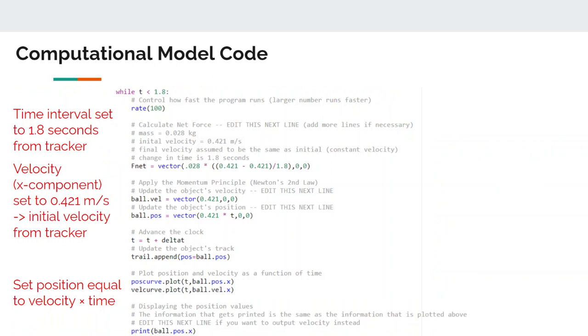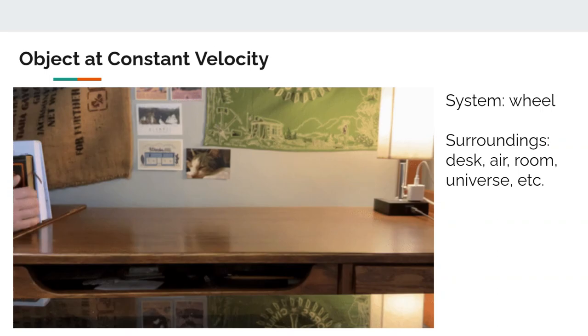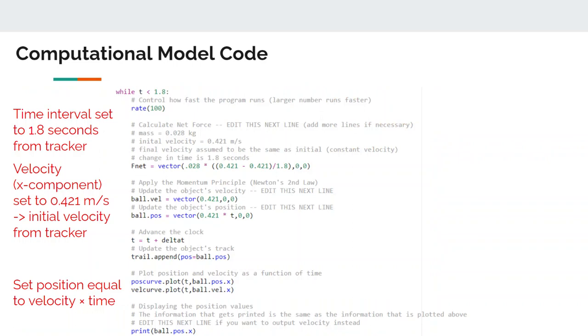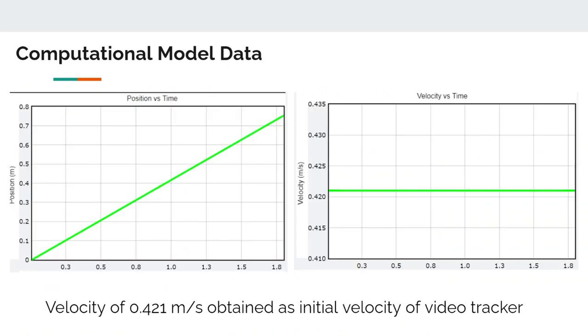So then I set up a computational model, which used the time period that you saw in this slide from when it starts to when it ends. That's 1.8 seconds. And then we used the velocity, which was the initial velocity that the tracker observed from that wheel, and I set the position equal to velocity times time. And then this is the position and velocity graph of the computational model. As you'd expect, position is constantly increasing and our velocity is constant as well. And again, that 0.42 meters is taken as the initial from our tracker.